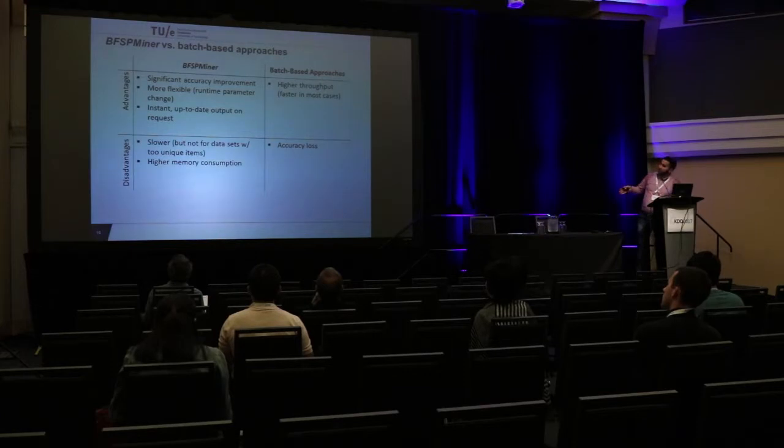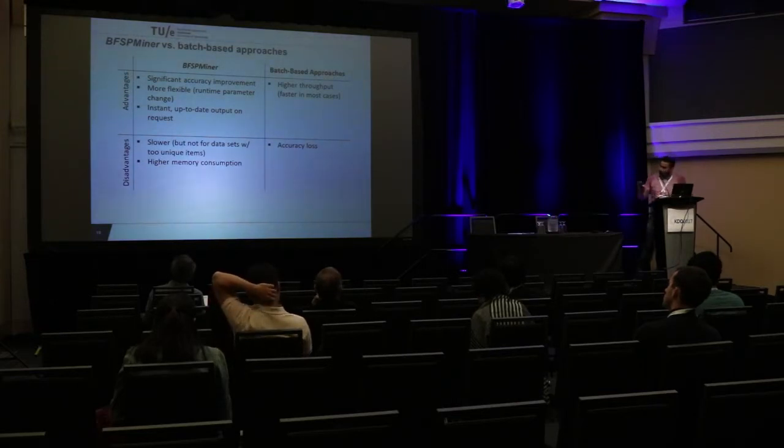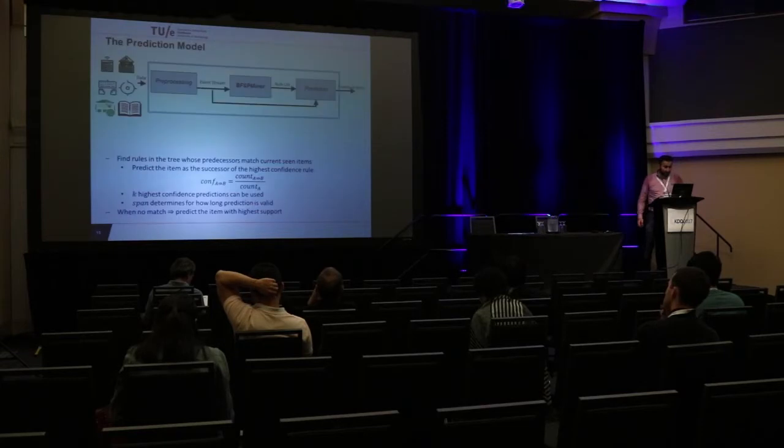But this is not for free because we are slower in most data sets, but not on data sets with very few unique items. And we use considerably more memory than the competitors. So this is our prediction model.